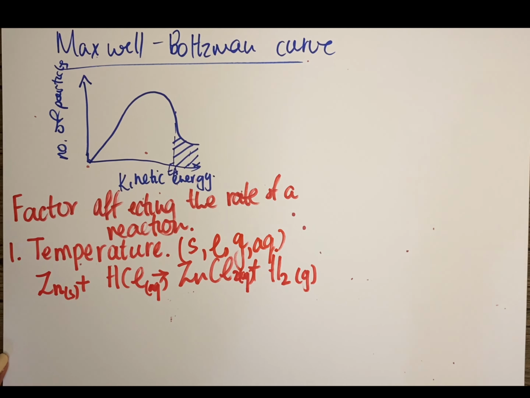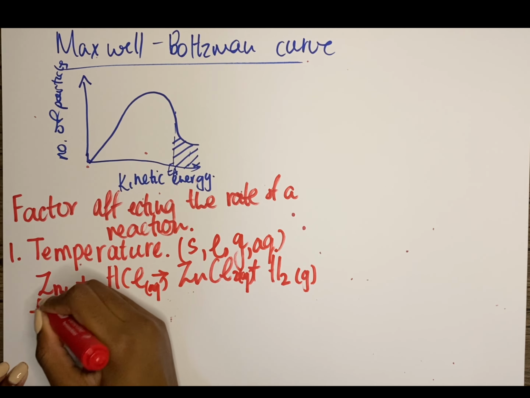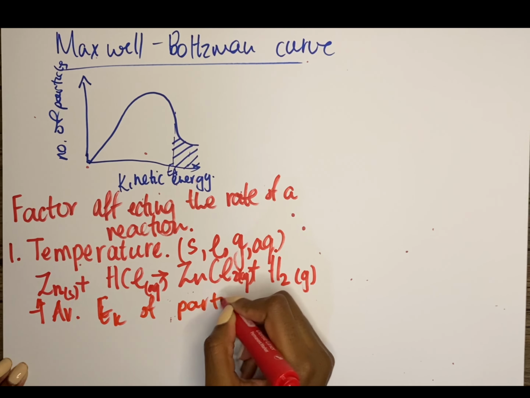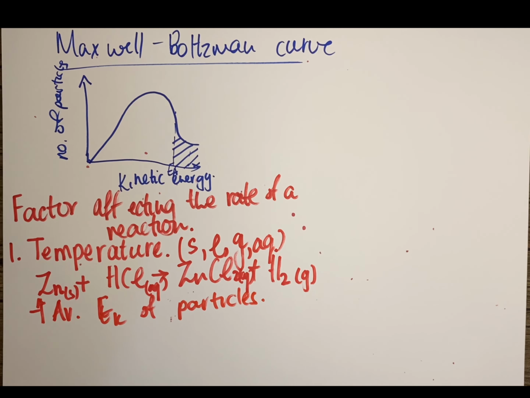For all the states, when you increase the temperature, then the kinetic energy of the particles increases, right? So what it does is it increases the average kinetic energy of particles. So if you refer back to what I said about the minimum requirement for the success of a reaction, we said we must have sufficient energy and a collision in the correct orientation, and you're going to have what we call effective collisions, right?